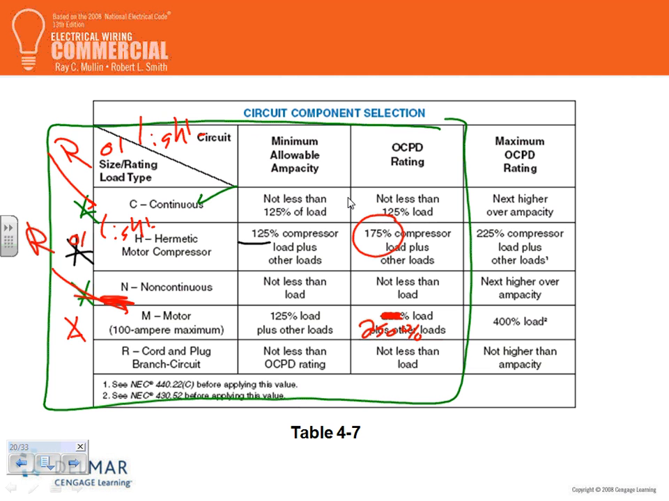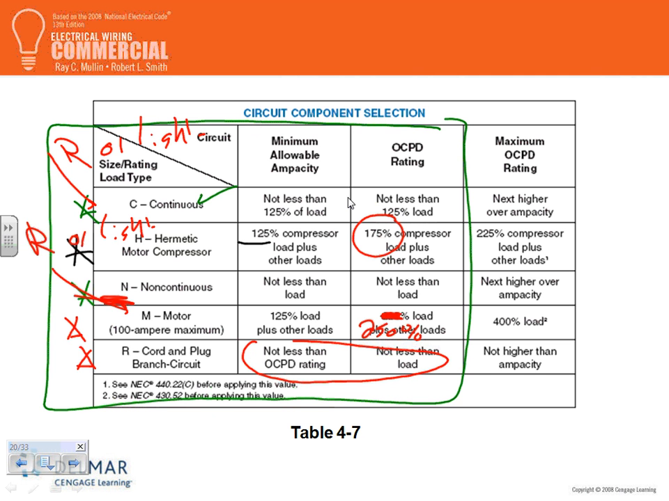Cord and plug branch circuits, you really would not use the multiplier on the overcurrent device if you're plugging in equipment. If your branch circuit is cord and plug, it has to be rated for that. The overcurrent device and the conductor have to match the load. No 1.25. One thing I didn't talk about, that max business, right? I'm going to talk about the max in a second.